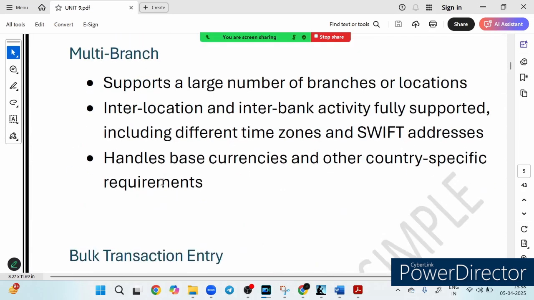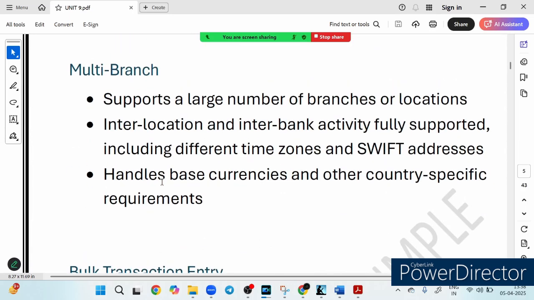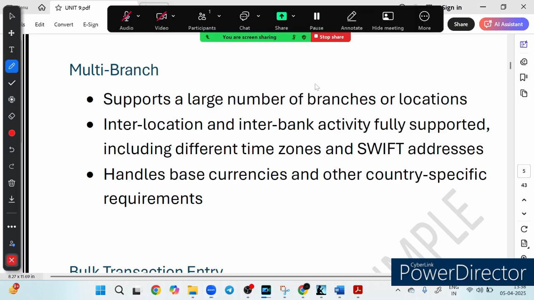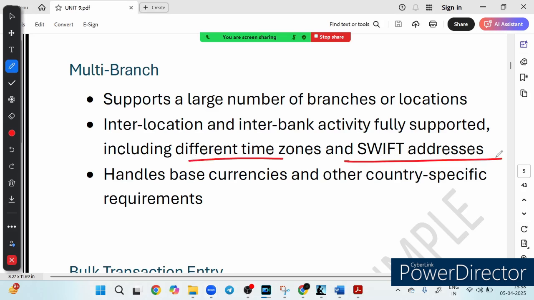What is the meaning of multi-branch? Whether the bank has 10 branches or 1 lakh branches, this system handles it all. It can manage transactions across different time zones. It can handle SWIFT codes, and manage inter-branch or intra-branch operations easily.